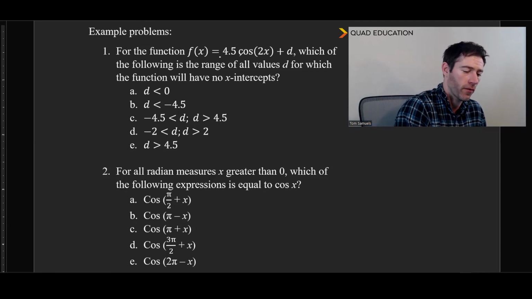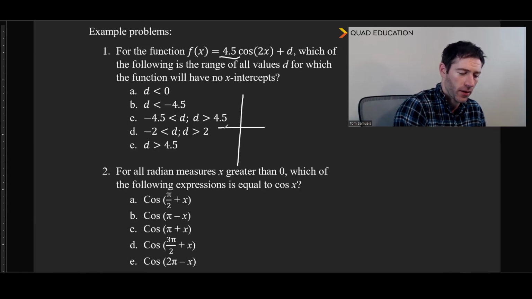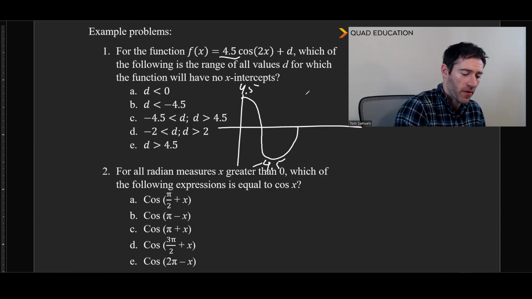So we have 4.5 for our amplitude for this wave, which is to say that, let's just say that it's a cosine wave. That means that it looks like this. That means that the top here is 4.5, the bottom here is negative 4.5. So basically what happens is we need to either move this up so high that the bottom of this wave does not touch, or so low that the top of the wave no longer touches, so like that.